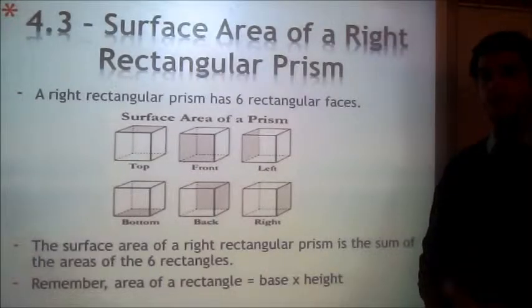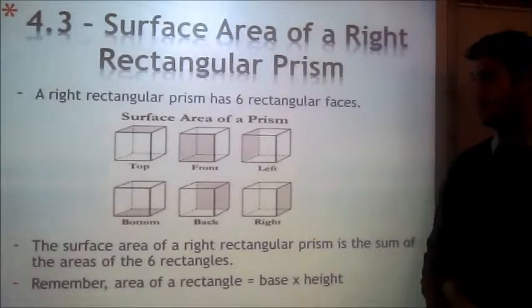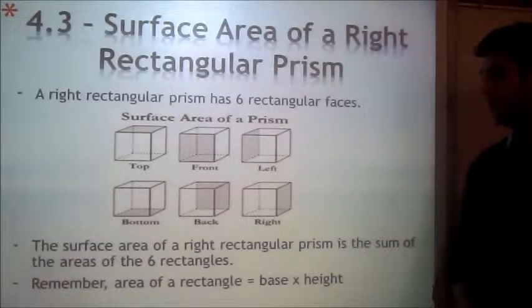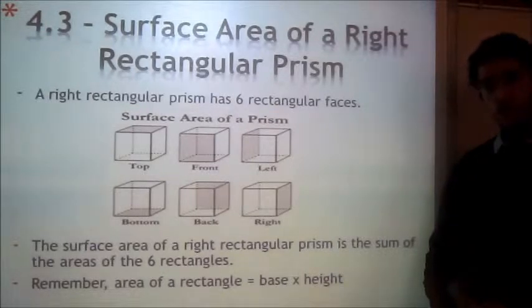Topic 4.3, surface area of a right rectangular prism. A right rectangular prism has 6 rectangular faces: the top, front, left, bottom, back, and right. The surface area of a right rectangular prism is the sum of the areas of the 6 rectangles. Remember that the area of a rectangle is equal to base times height.